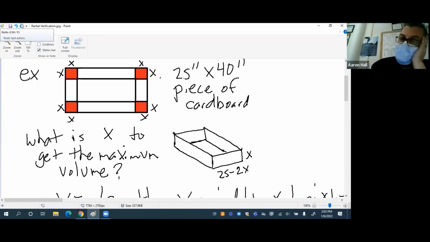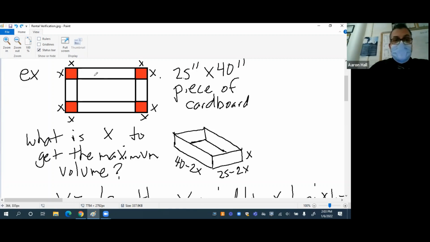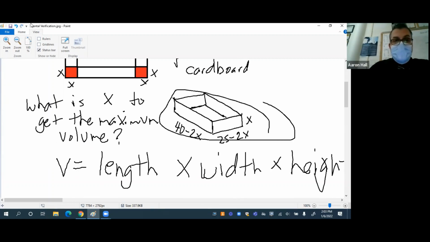So what is this length here? 40 minus 2x. Yeah, 40 minus 2x. All of this length right here is 40, and then minus this x and minus this x gives us minus the 2x's. Okay, is everybody following? Is anybody confused with how I got these dimensions?